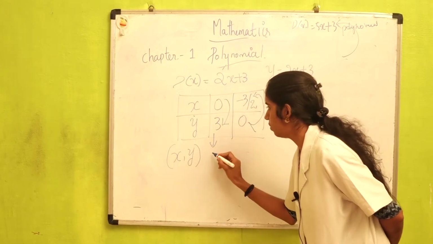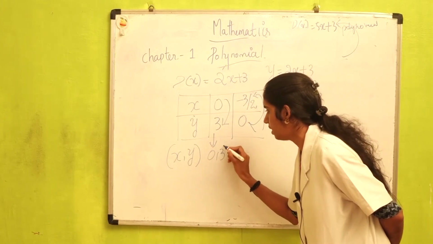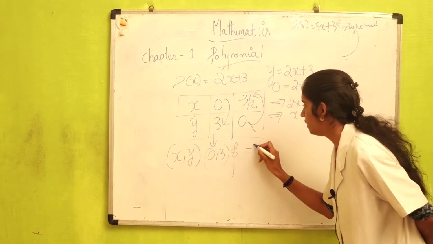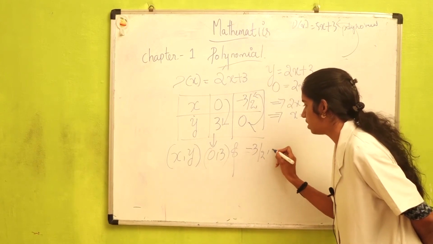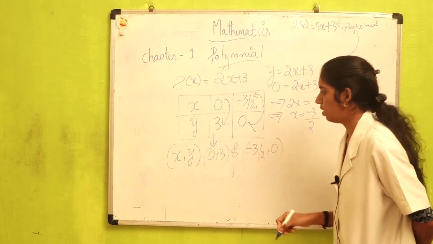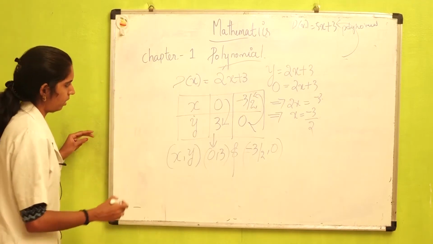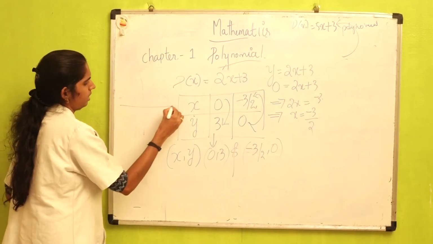So here the first point is (0, 3), and the second point is, what is that? Minus 3 by 2, 0. Okay. So how will you draw the graph of this polynomial? Just mark the points on the graph. So this is a rough figure.